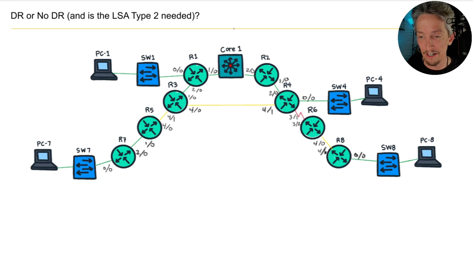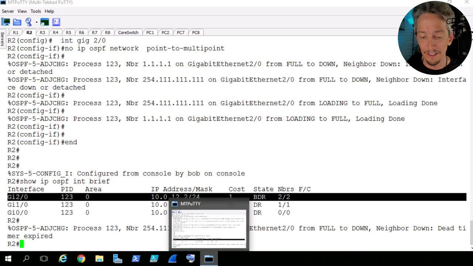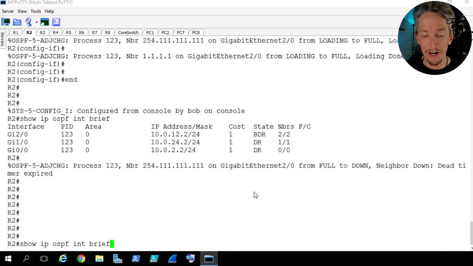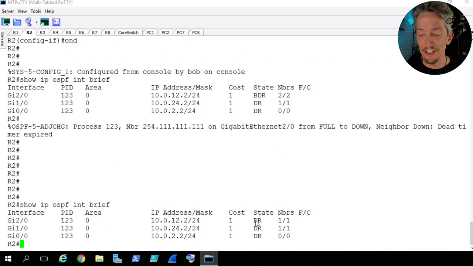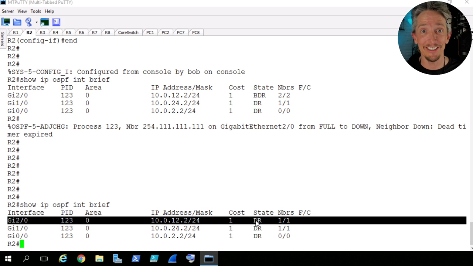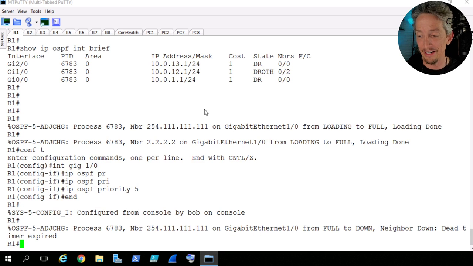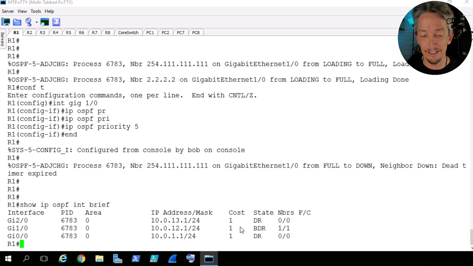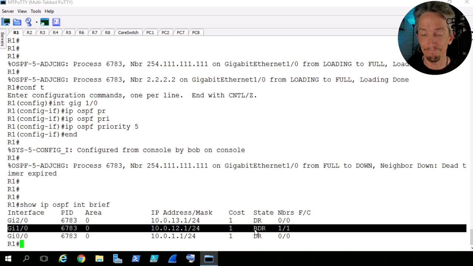And take a look at the topology here. Just want to make sure we're on the right interface, which we are right there, 2.0. All right. Oh, there's the timer. So we just lost our neighborship because he timed out. And now if we do a show IP OSPF interface brief, the DR is in. And behind the scenes, R1 would then say, hey, there's no DR on the segment, no BDR on the segment, I will become the BDR. We can verify that with a show IP OSPF interface brief. And there it is right there.